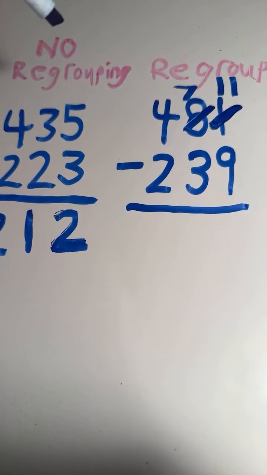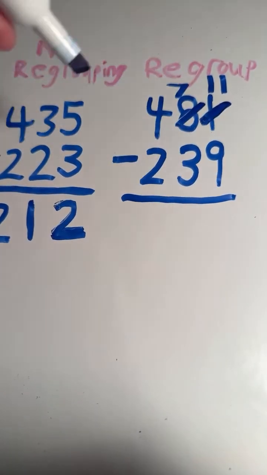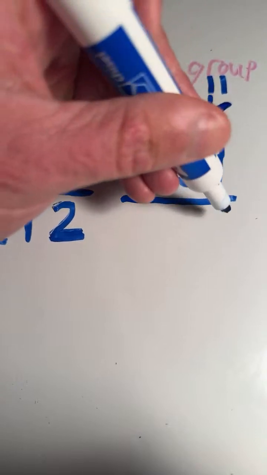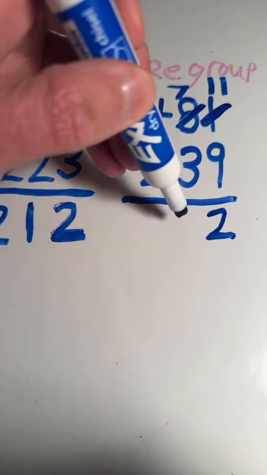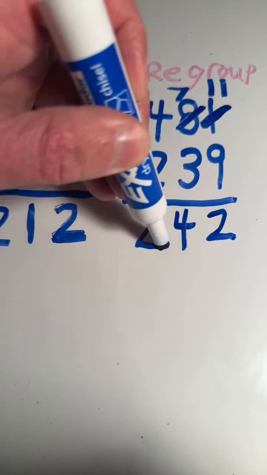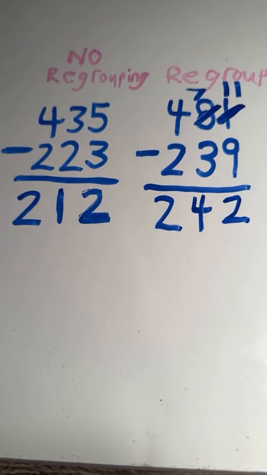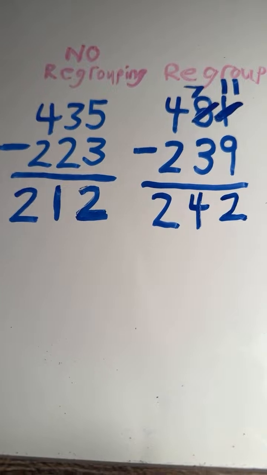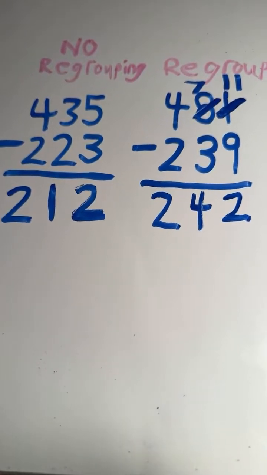Then once all the regrouping is done, then we subtract. So 11 minus 9 equals 2. 7 minus 3 equals 4. 4 minus 2 equals 2. And we have our final answer: 481 minus 239 equals 242.